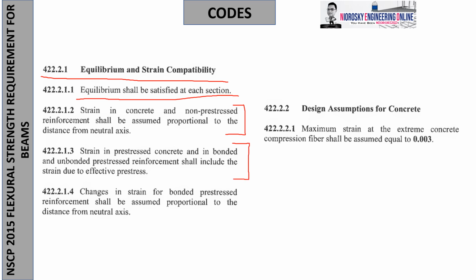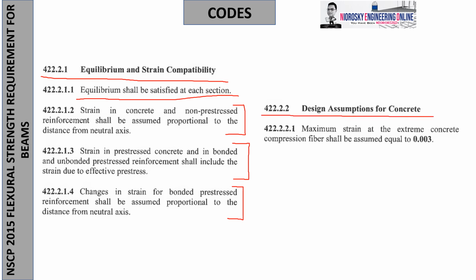And the strain under 422.1.3, stress in prestressed concrete and in bonded. So this is actually best discussed in prestressed concrete design. And then 422.2.1.4, change in strain for bonded prestressed, same as with the latter code. So this will be best discussed in prestressed concrete design. But why did I include that? Kasi usually si code natin, dalawa lagi sinasabi niyan. So don't forget that we have the prestressed and the non-prestressed. In our course, we need to consider only the non-prestressed type. So whenever you see a code that is prestressed, that will be of a different topic. It will be discussed in a separate playlist under prestressed concrete design.